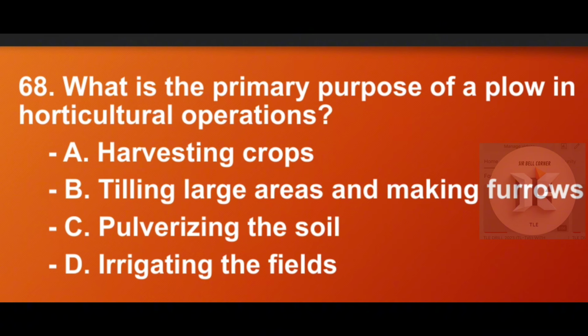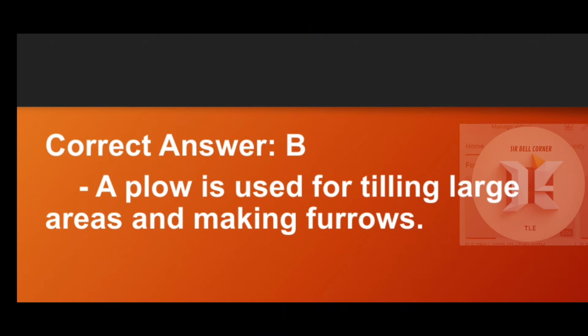68. What is the primary purpose of a plow in horticultural operations? A. Harvesting crops. B. Tilling large areas and making furrows. C. Pulverizing the soil. D. Irrigating the fields. Correct answer. B. A plow is used for tilling large areas and making furrows.